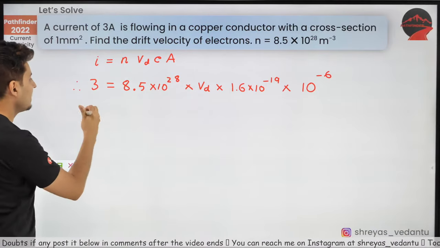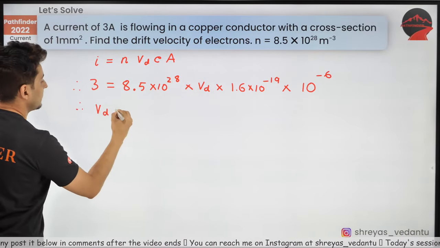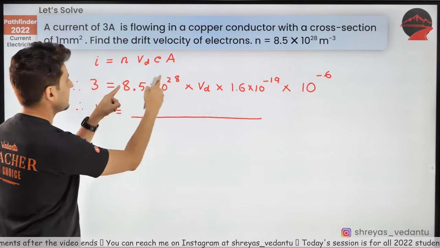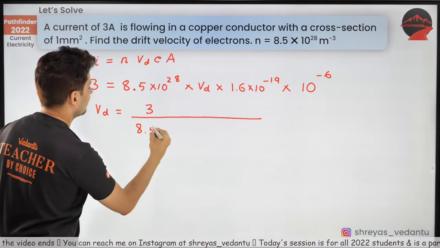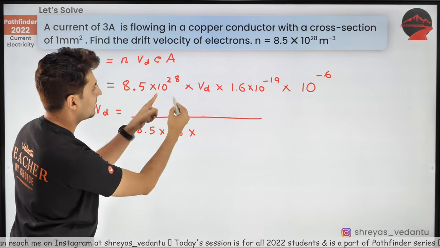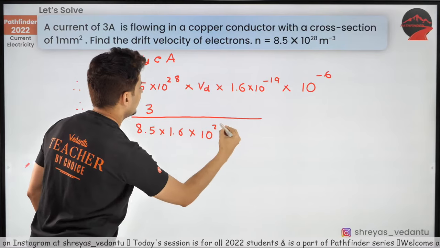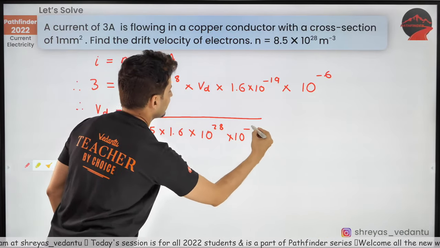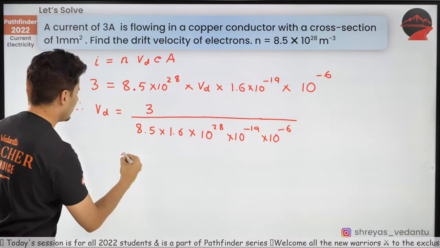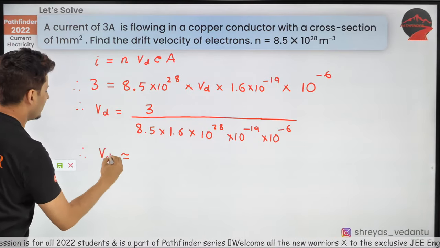Beautiful. So now just rearrange it, and you will get the drift velocity. So drift velocity will be 3 divided by this entire number: 8.5 multiplied by 1.6, and then take all the powers of 10: 10 to the power 28, 10 to the power minus 19 and 10 to the power minus 6. So just do the math and you will get the approximate answer to be.